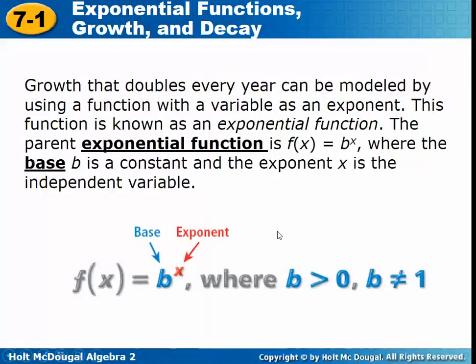All right, if you double an amount every year, you can model that using a function that has a variable as an exponent. Now, we've used exponents before, but our exponents have been numbers, real numbers, not variables. So now we're looking at something called exponential functions, where there is a base, which is a constant number, and the exponent is the variable. So that's what's different. Our base will always be a number greater than 0, but not 1, because 1 to any number is just 1, because 1 times 1 times 1 times 1 is always equal to 1.